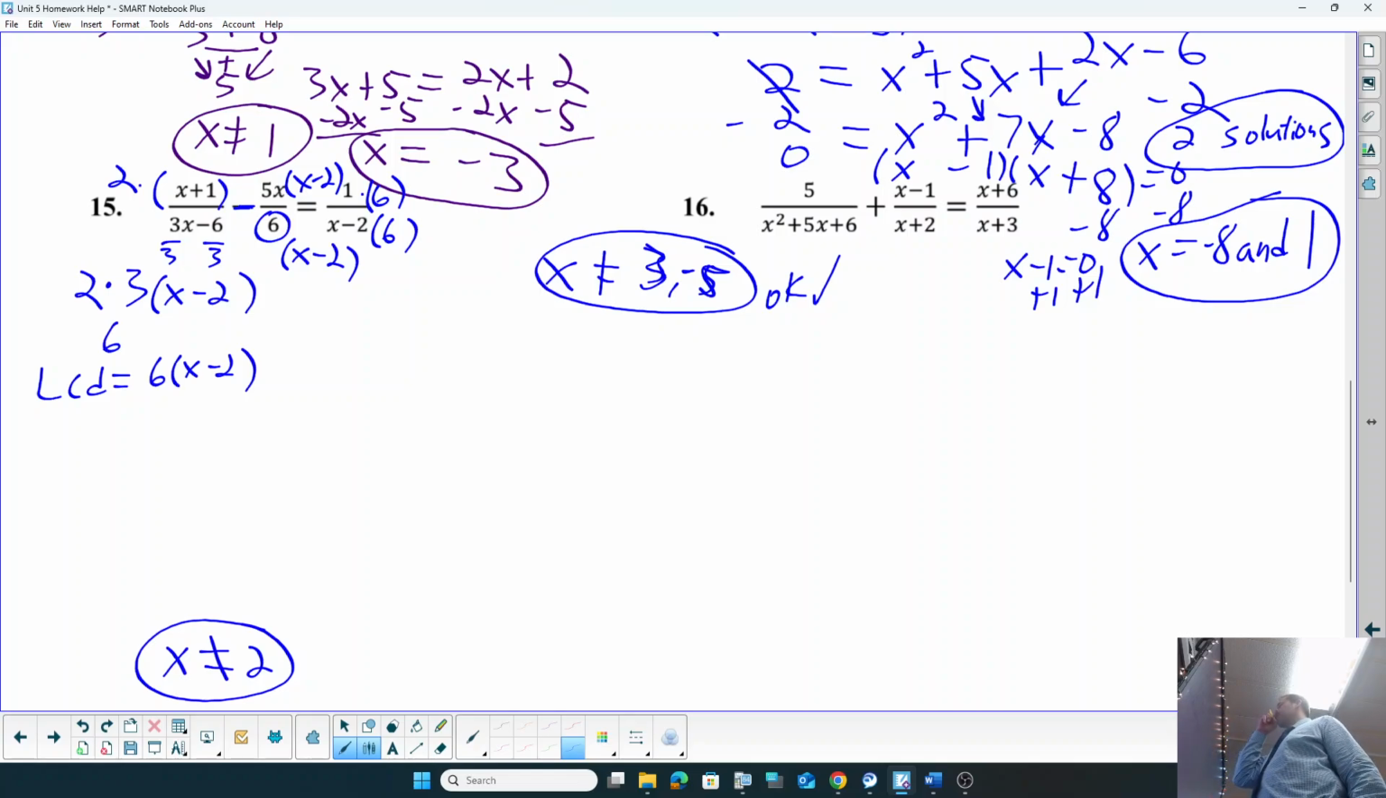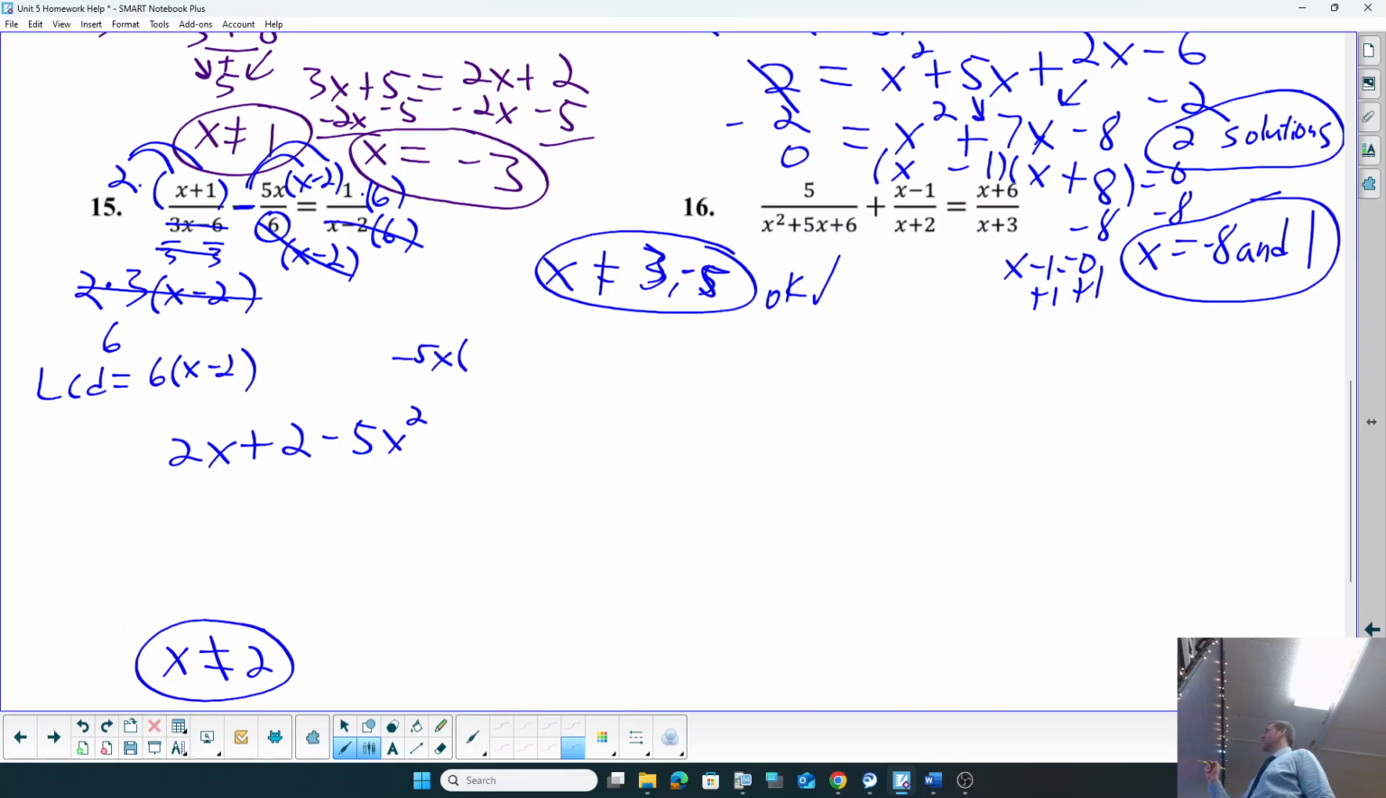And then we got a common denominator. So we get to eliminate our common denominator now. So 2 times x is 2x. 2 times 1 is 2. Minus 5 times x is minus 5x squared. Minus 5x times negative 2, careful, negative 5x times negative 2.